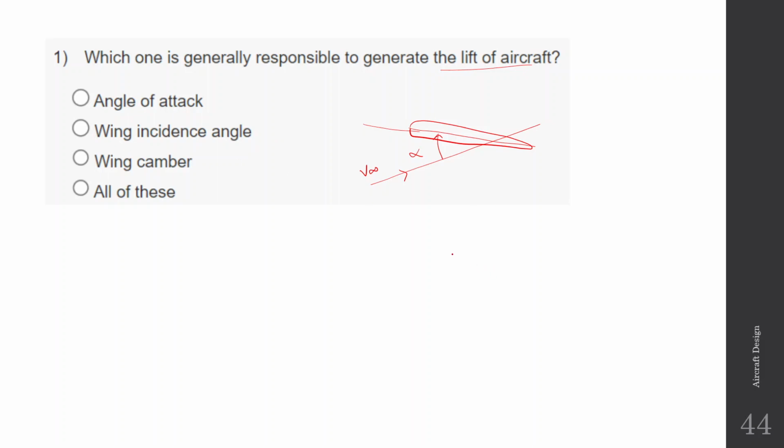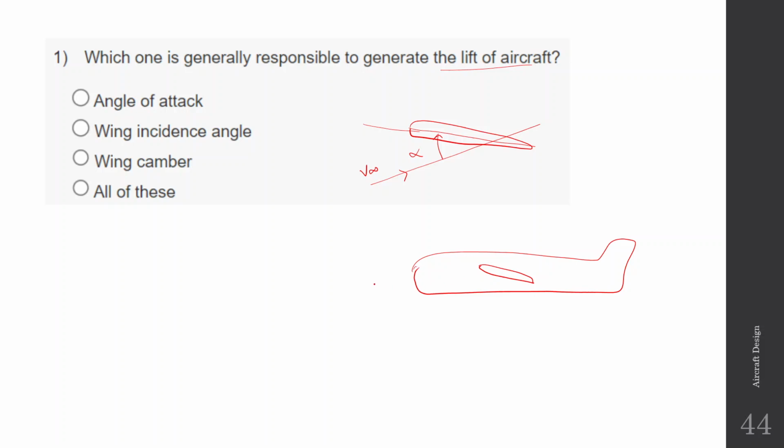Next we have the wing incidence angle. There is a subtle difference. Wing incidence angle is the angle at which the wing has been attached to the aircraft. So we can attach the wing like this, which is symmetrical, or we can attach it in a tilted manner also, like this. So in this case you have to see that there is a difference.